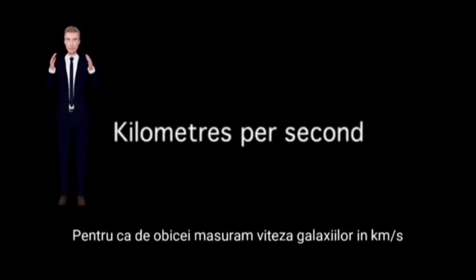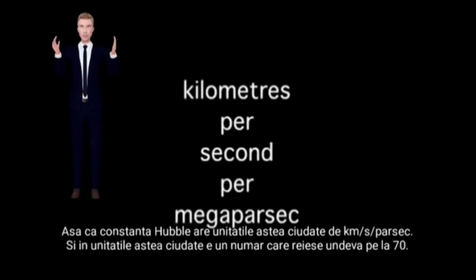When measuring velocities of galaxies, the unit we usually use is kilometers per second. Distances to galaxies are typically measured in megaparsecs, millions of parsecs. The constant has those weird units of kilometers per second per megaparsec. And in those strange units sits a number that comes out at somewhere around 70.